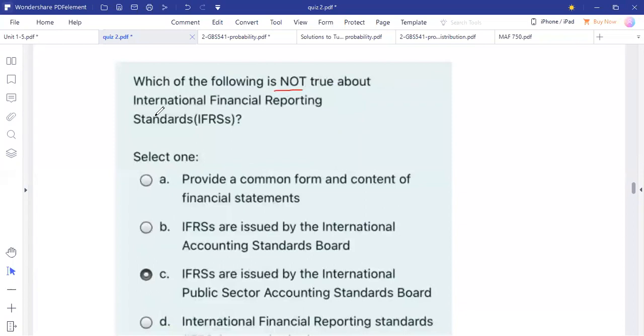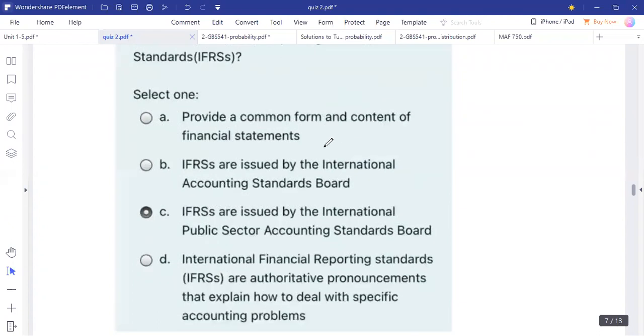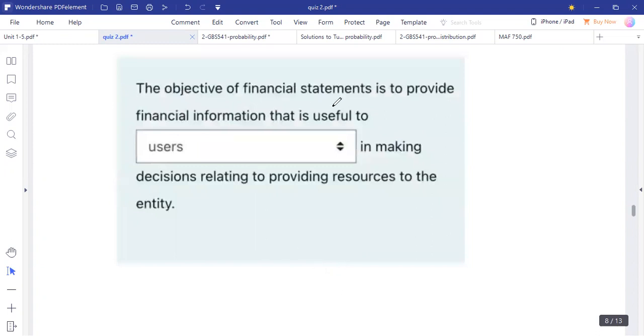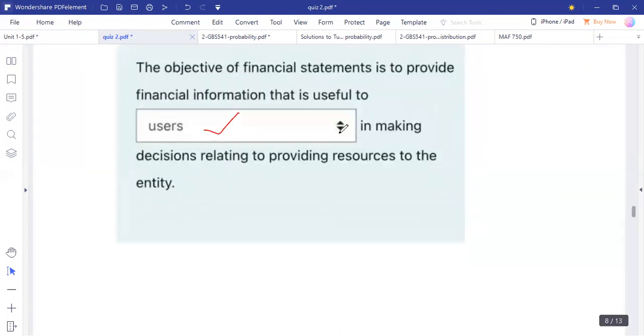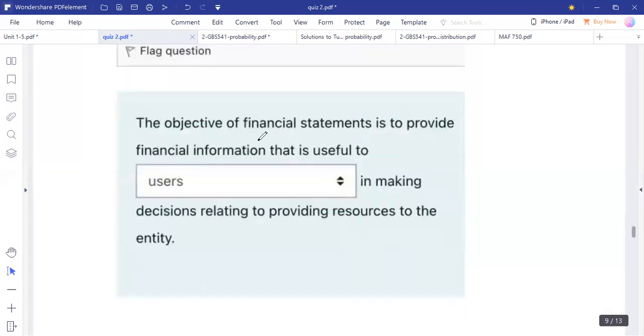Which of the following is not true about International Financial Reporting Standards? They provide a common form of content. This one is true. Issued by the International Accounting Standards Board. This one is true. Issued by the International Public Sector Accounting Standards Board. This is not true, as this actually relates to public entities. Authoritative pronouncements that explain how to deal with accounting problems. This one is true. The objective of financial statements is to provide information useful to users.